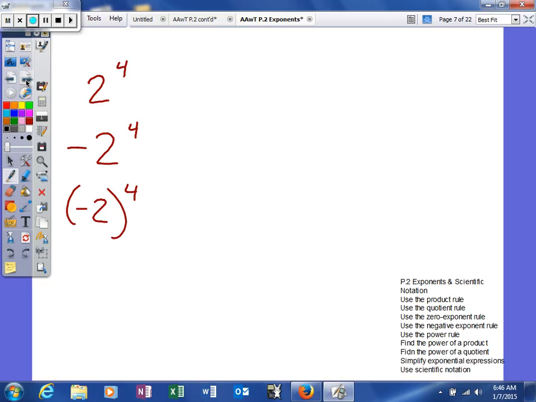Okay, hopefully you paused it and you got your answers. We're going to see what we ended up with right here. So anyway, 2 to the 4th. What does 2 to the 4th mean? It basically means 2 times 2 times 2 times 2, which should give us 16. 2, 4, 8, 16. So this basically means this. 2 times 2 times 2 times 2. All right, the next one.